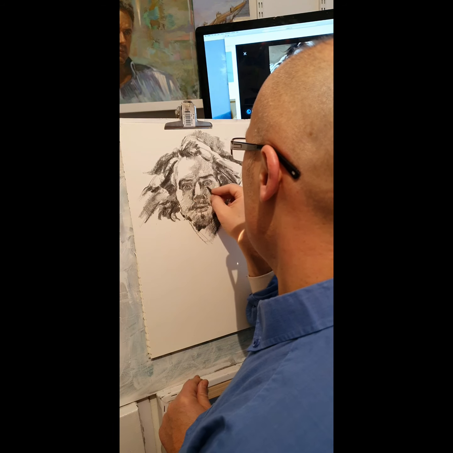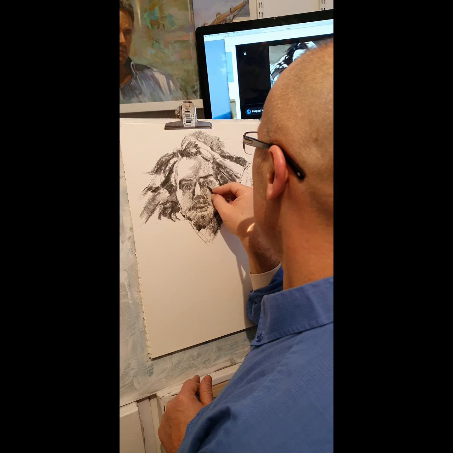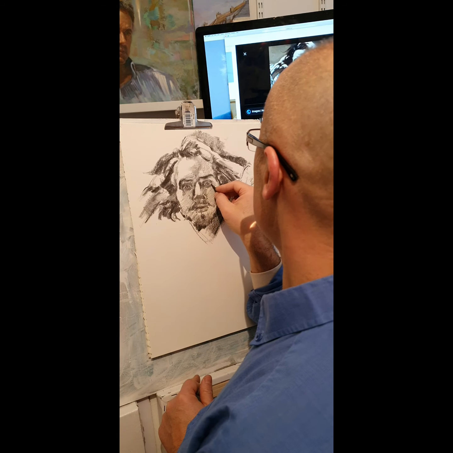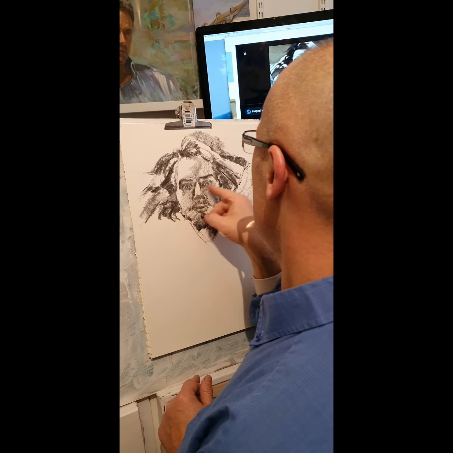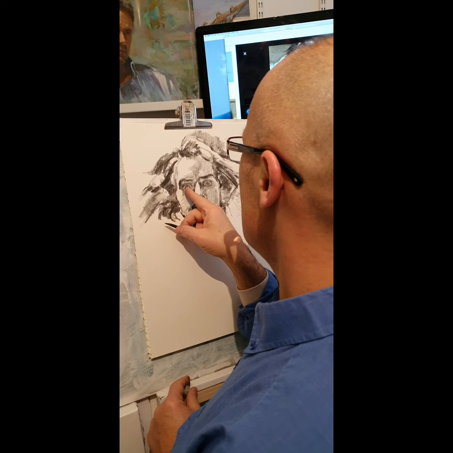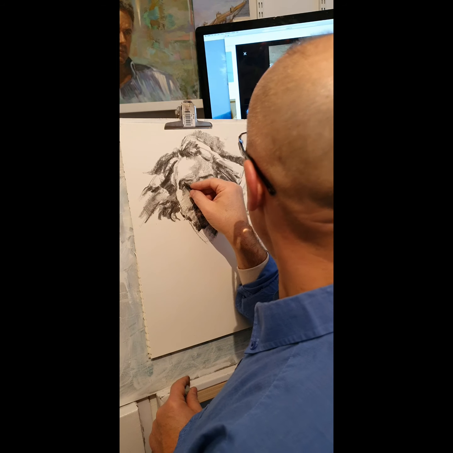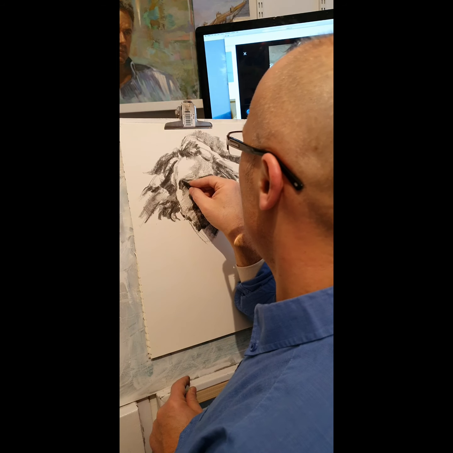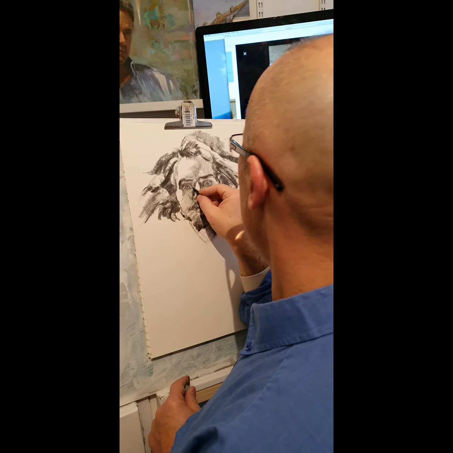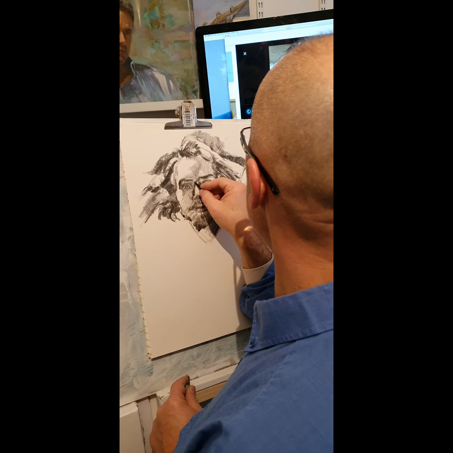The bag under the eye, which obviously isn't really there, but you need that darkness here to emphasize the brightness of the eye. We need that. So you see, that little line that I put made him already a lot older. So you need to be careful with the dark, not to overemphasize it.